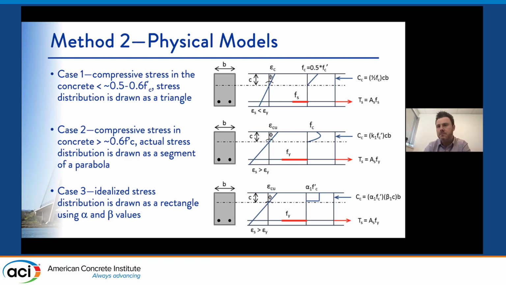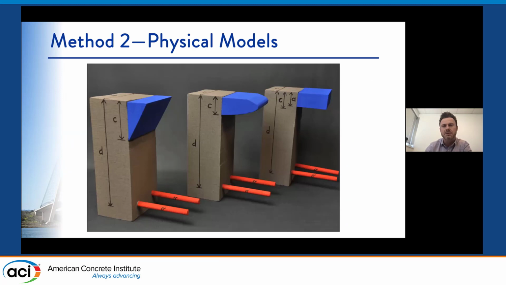Students tend to struggle with understanding, when do I use the triangular distribution? When do I use the rectangular distribution? When does the parabola come into play? And so what Anahit did is created these models, which you saw earlier, to help students visualize that and to explain, this is when this case applies, this is when this case applies, and this is when this one applies. So it's just a different way of showing that.